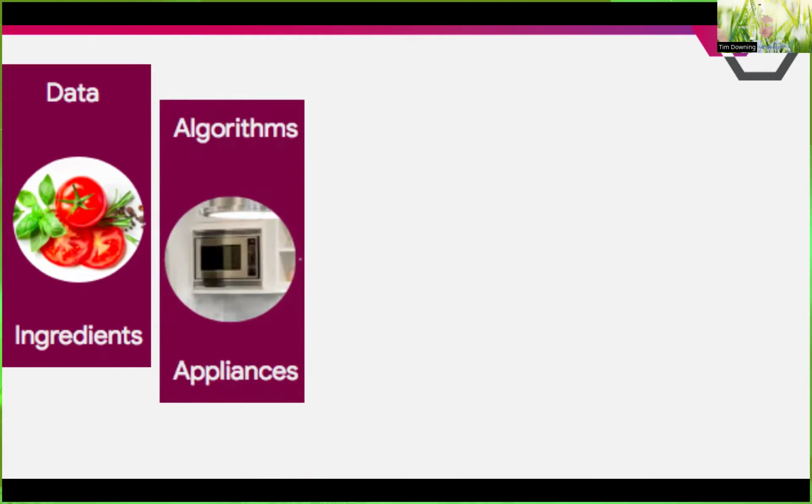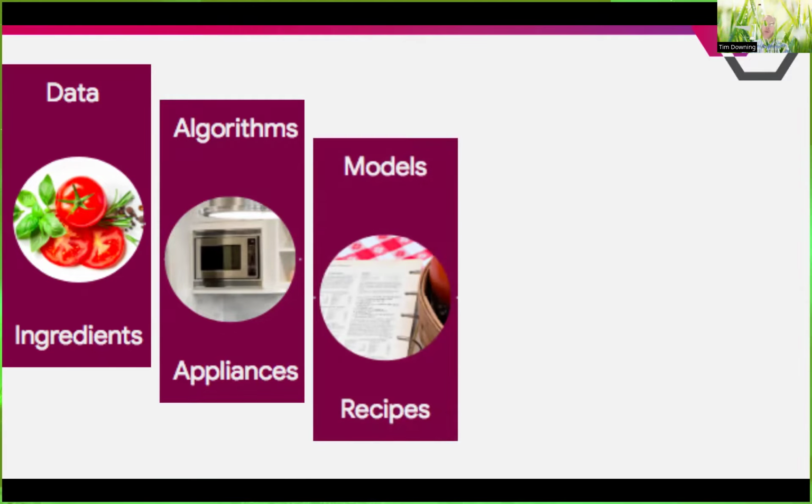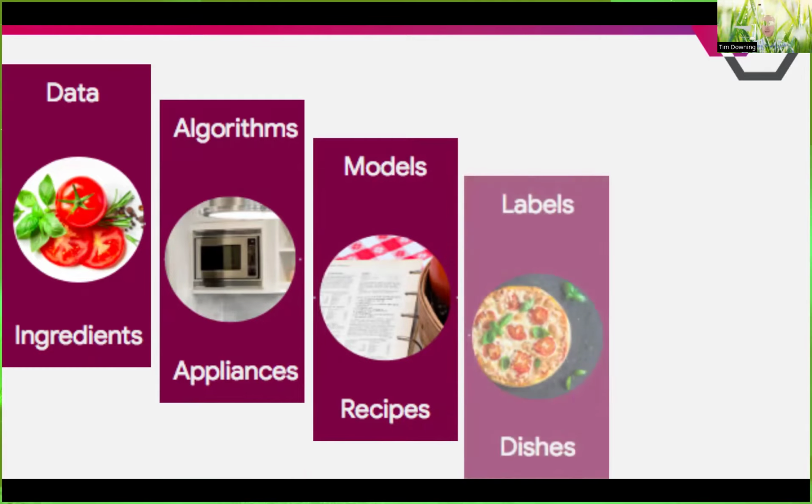When we think about the appliances that we have, which are like the algorithms, they have a particular behavior, a particular procedure that they can apply to the data and cook the data in a particular way. And then we have recipes that we're following in terms of how we should use these algorithms, which are like our models. And we get different outputs.